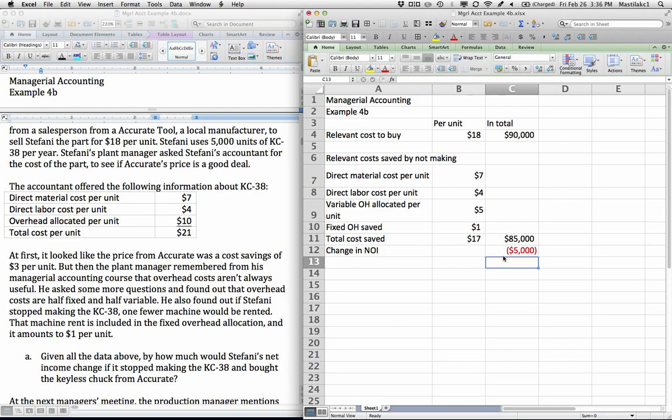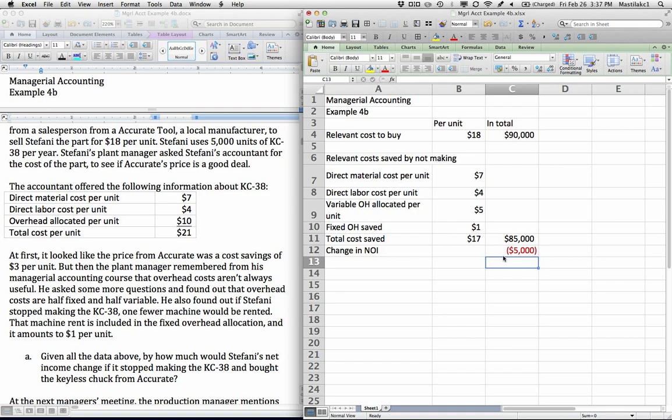Now, that doesn't mean we don't do it. Maybe the part from Acct is higher quality. Maybe the machine that we're using is old and inefficient, and we're going to have to replace it soon anyway. So maybe in the short term, we're willing to spend the additional $5,000 because we think in the long run that'll help us out.